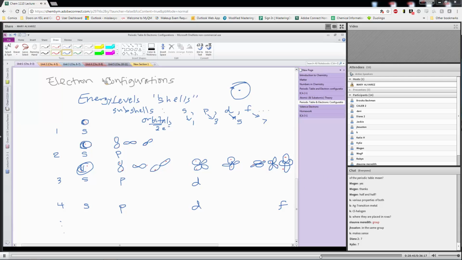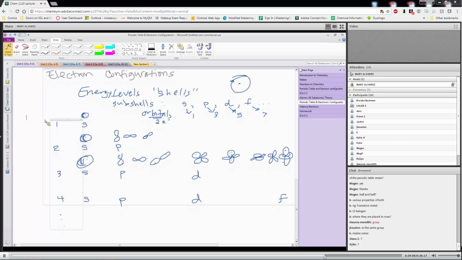So there's kind of a dirty device here that tells you how to fill these in what order. Again, I'm not testing you on these, so you don't have to be able to do all of this. But essentially, it's going to fill the 1S first, and then the 2S, and then the 2P, and then the 3S, and then the 3P, and then the 4S, and then the 3D. So it kind of goes in this funky order.